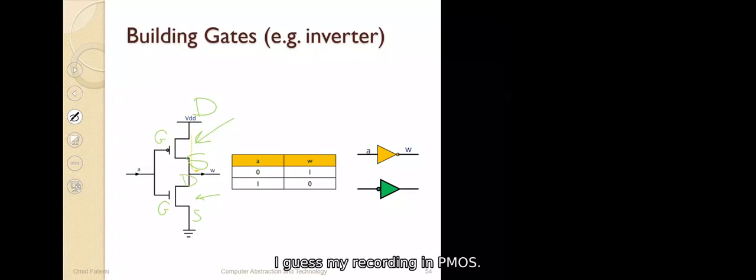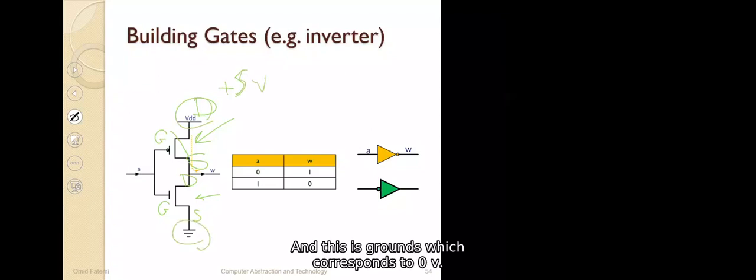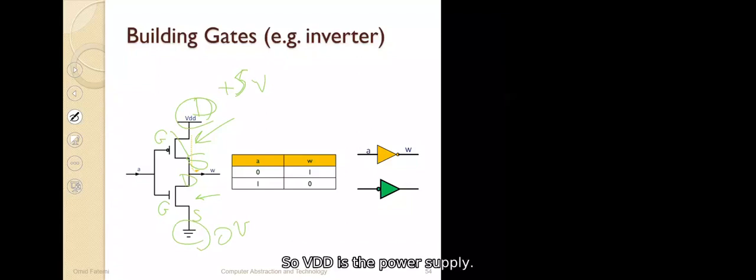In PMOS, if you put a 0 voltage of gate to S. What does VDD mean? VDD is the power supply. Let's say it is 5 volts. And this is ground, which corresponds to 0 volts. So VDD is the power supply. I guess you should use VDD in your simulation in the lab. You haven't used it up to now? Okay, later you would have VDD.